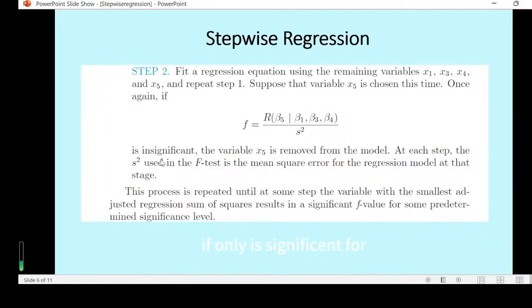So only if the F-test from removing one of the variables is insignificant can we remove it. But we will find the one with the smallest R square decrease when removed. So this step is the backward step.